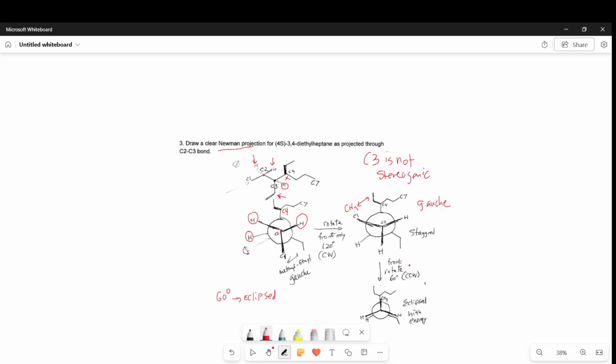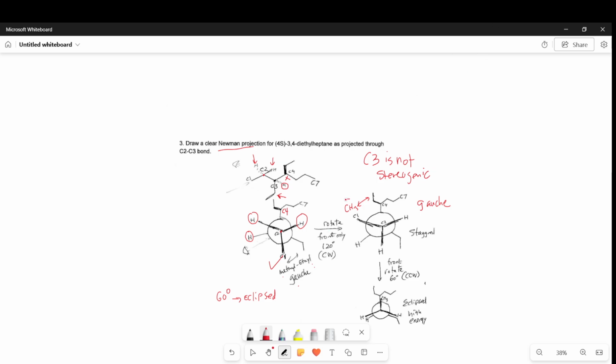So this is an example. If I rotate it by 60 degrees, it's an eclipsed interaction. Basically, the first question was not to evaluate the energy level, but I'm just giving you between these two gauche interactions, this one is a little bit more favored because this is a methyl-ethyl gauche interaction, which is less in terms of size.